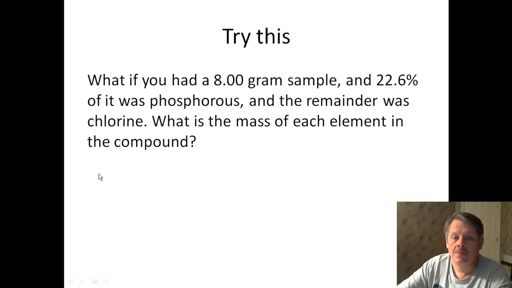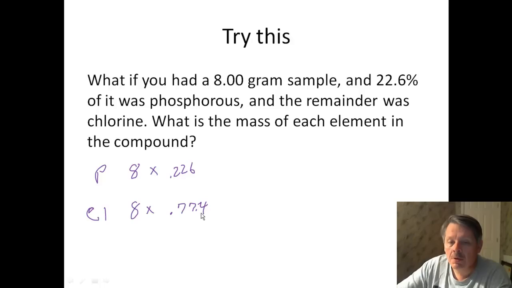All right, I have something that is made up of phosphorus, and the remainder is chlorine. And I have an 8-gram sample. I have 22.6% of phosphorus, which means I have 77.4%, or 0.774, of chlorine.